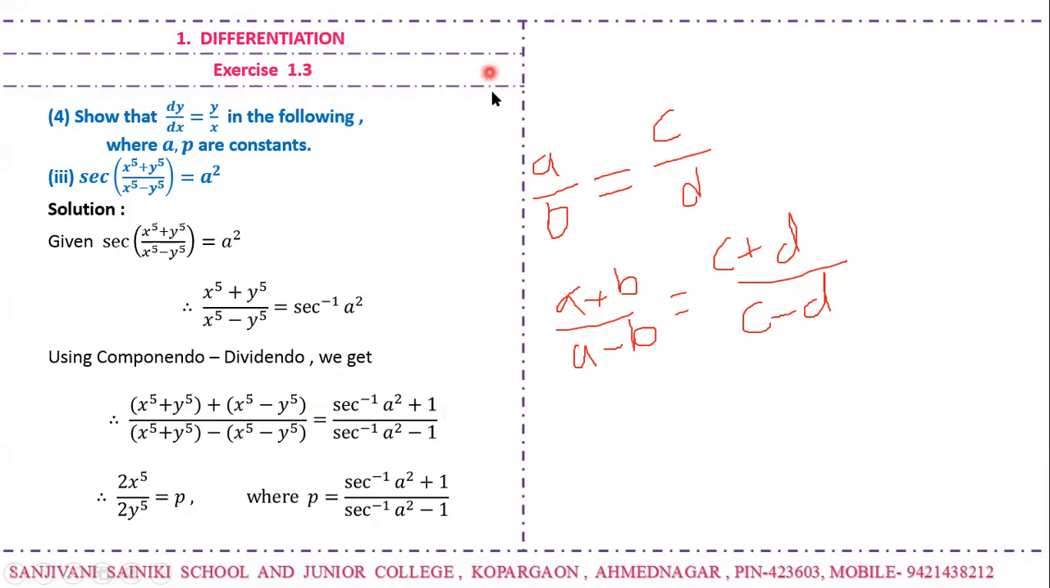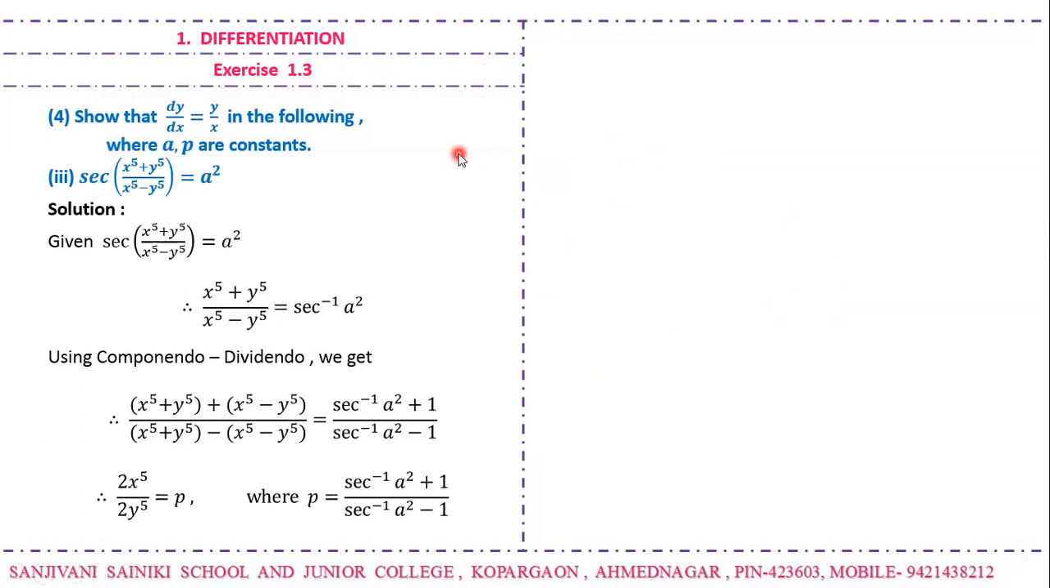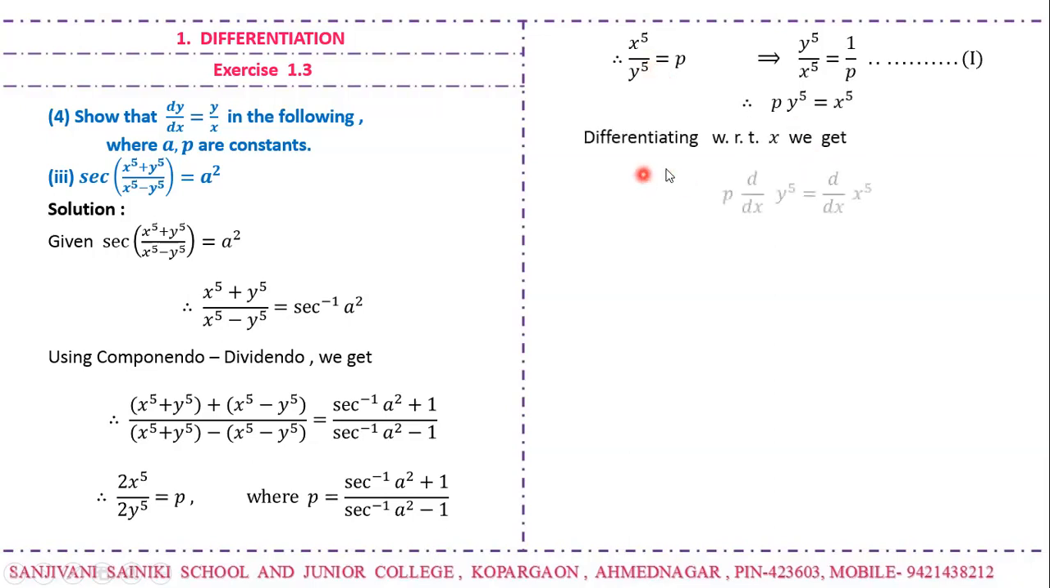Okay, then after differentiating this function, what you get: p is a constant, so d by dx of y raised to 5 is equal to d by dx of x raised to 5. P is constant, so the derivative of y raised to 5 is 5 times y raised to 4 dy by dx is equal to 5 times x raised to 4.